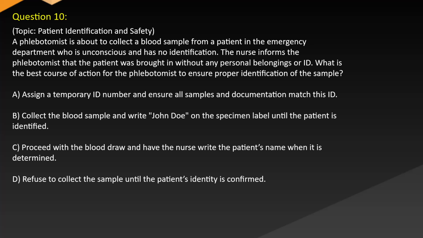A. Assign a temporary ID number and ensure all samples and documentation match this ID. B. Collect the blood sample and write John Doe on the specimen label until the patient is identified. C. Proceed with the blood draw and have the nurse write the patient's name when it is determined. D. Refuse to collect the sample until the patient's identity is confirmed.